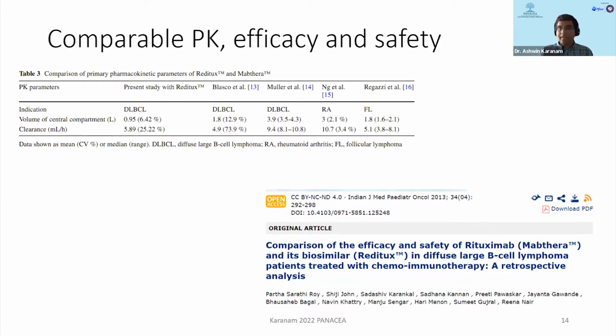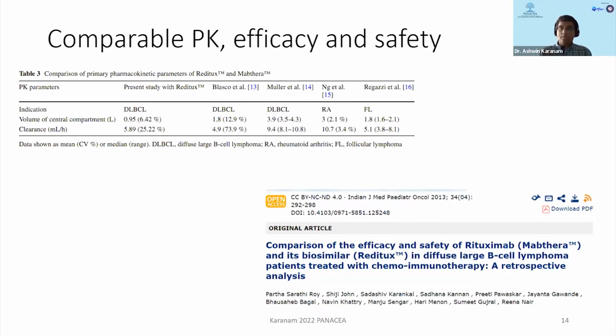Add to that the fact that we have internal data, and this is the publication, which shows comparable efficacy and safety of MabThera, which is the innovator, and Reditux, which is the biosimilar. This gives physicians or the oncologists the confidence to prescribe Reditux instead of MabThera at half the price. And that's an immediate savings for the patient. At the same time, we all know it has revolutionized the treatment. So you're really improving the quality of life of this patient.